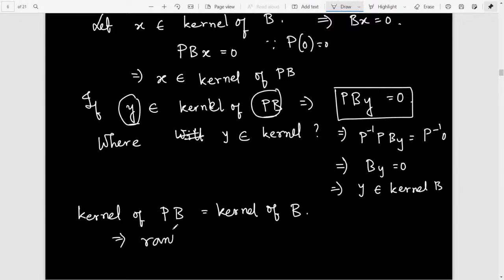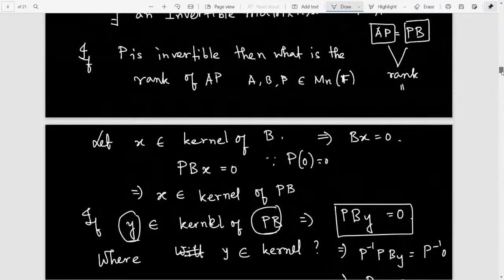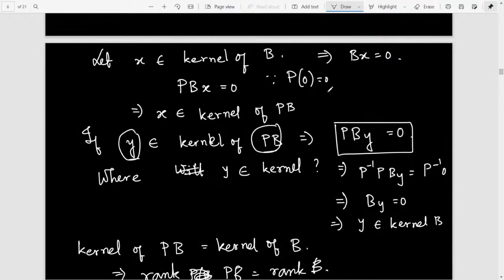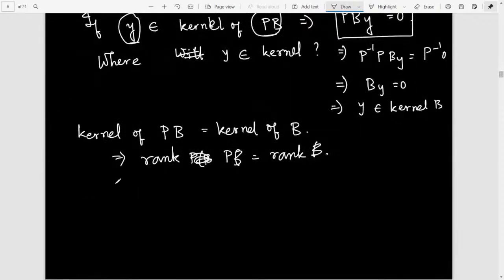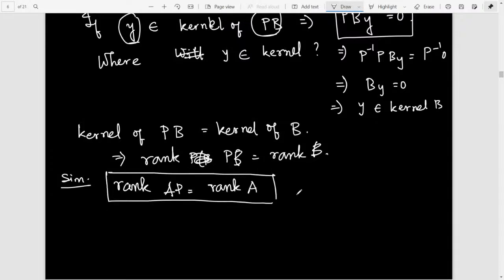So this implies the rank of PB is the same as the rank of B. Now, similarly, you can prove the rank of AP, the same way, I mean, you can actually use the same trick. So then you can try to prove that the rank of AP is the same as the rank of A. So the moment you have this and you have the rank of AP equals the rank of PB, you can conclude that similar matrices have the same rank, and this is a very useful tool to keep in mind.